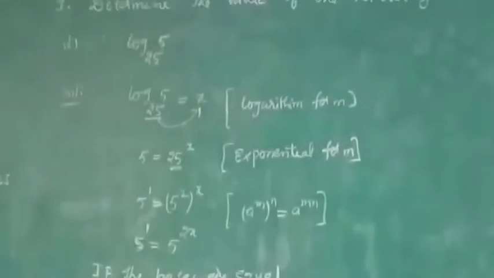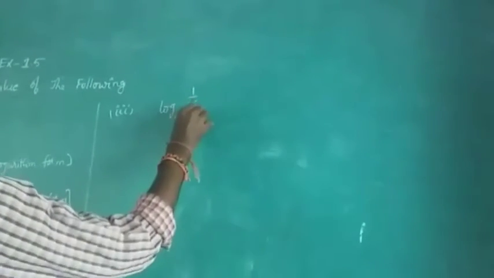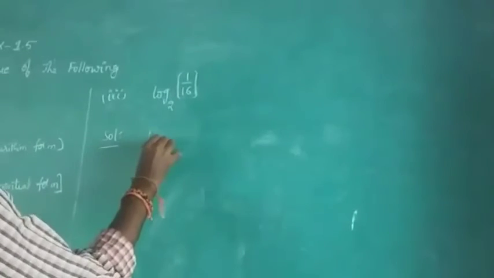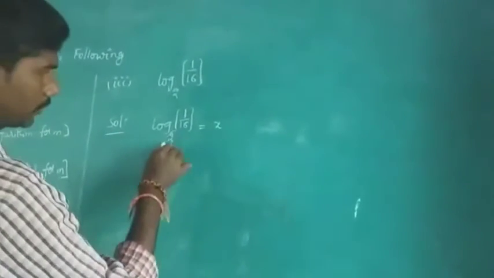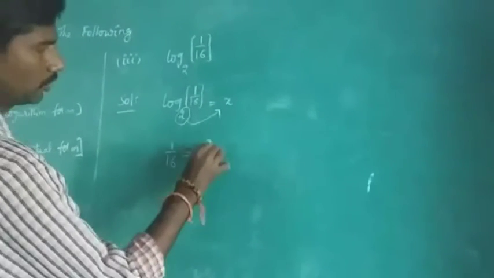Similarly, I would like to explain the third problem. What's the third problem? Log base 2 of 1 by 16. This value I am assuming as x. This is in logarithmic form. Now I am going to change it into exponential form, transposing the base: 1 by 16 is equal to 2 to the power of x.